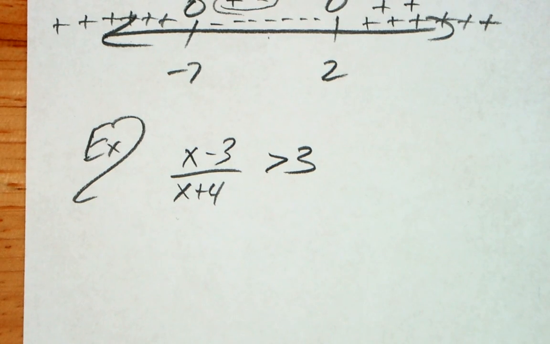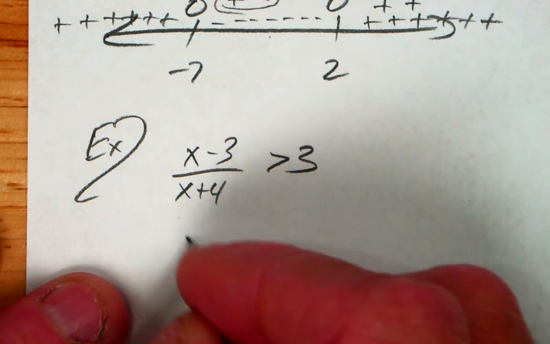It's greater than 3. I don't like to compare to 3. What do I like to compare to? 0. So I'm going to subtract 3 from both sides.